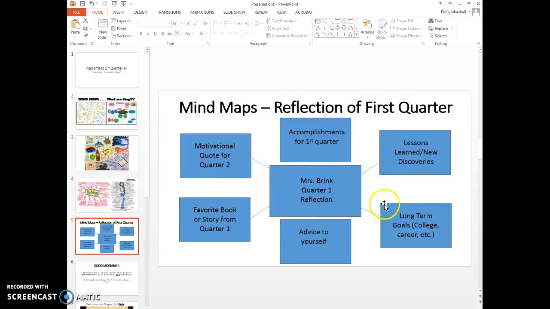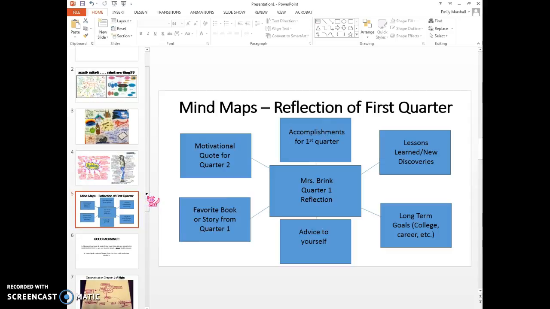And these are the 6 things that I wanted you to reflect on, and you didn't have to do it in this order or this structure. Some people did, some people didn't, but ultimately you needed to talk about accomplishments for first quarter, lessons learned, long-term goals, etc. So that was due a while ago, but if you haven't done that, you can do that right now. It shouldn't take super long, but have fun with it.